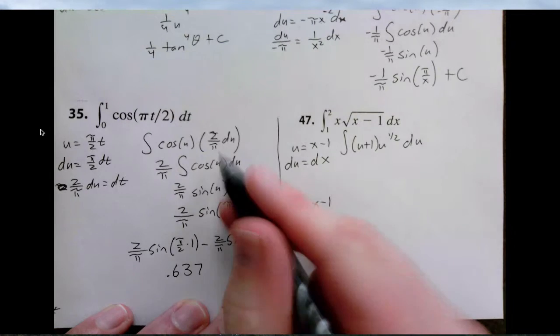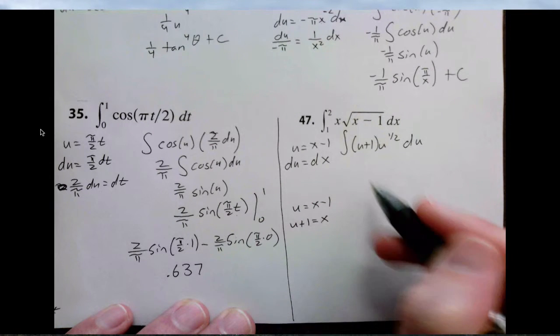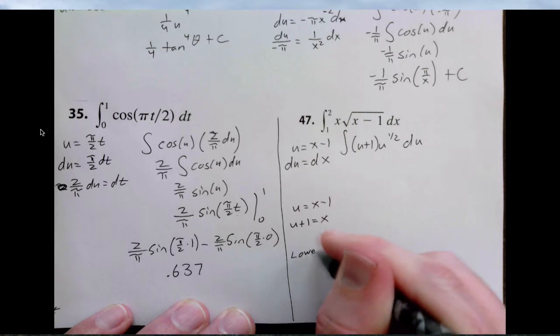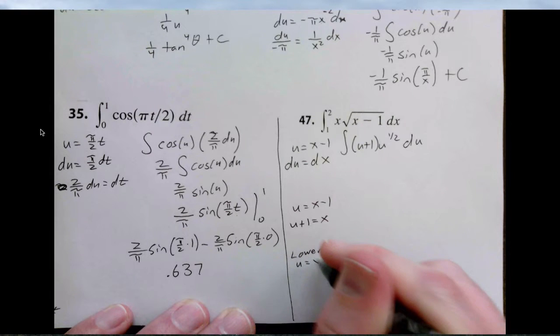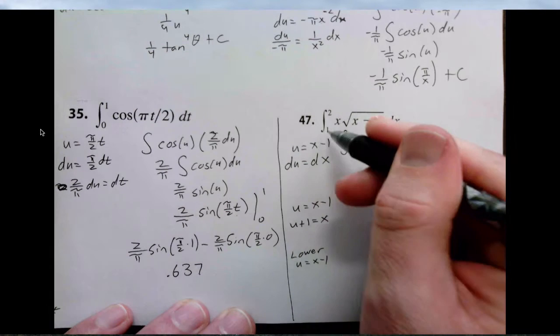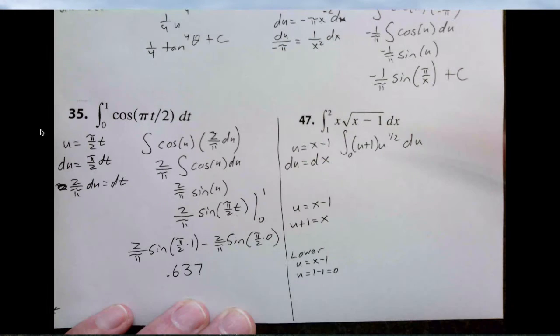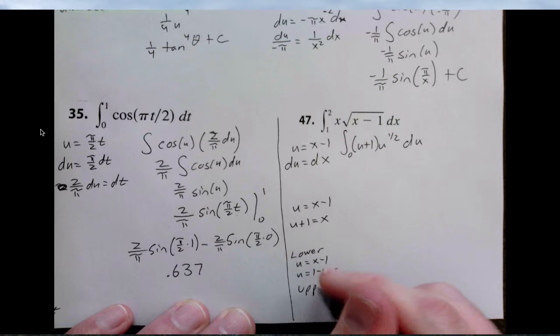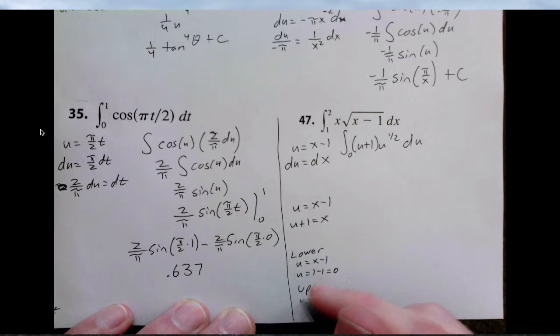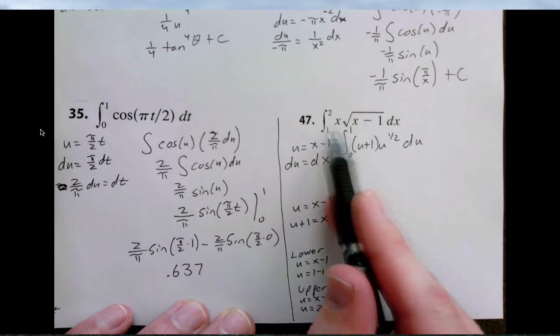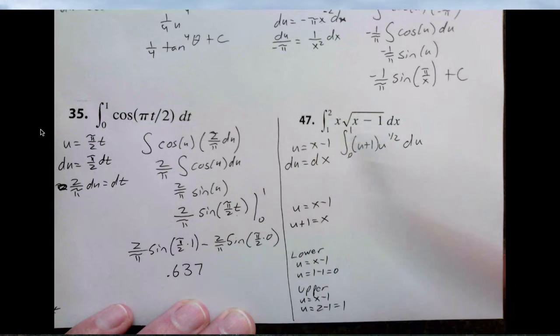So I could do what I did last time, and wait till I get back to x's and use 1 and 2. Or I could switch the limits of integration. So the lower, using u equals x minus 1: the lower used to be 1, so now it would be 0. The upper limit of integration used to be 2, so now I have 2 minus 1, which is 1. So switching from x's to u's changed the limits of integration from 1 to 2 to 0 to 1.